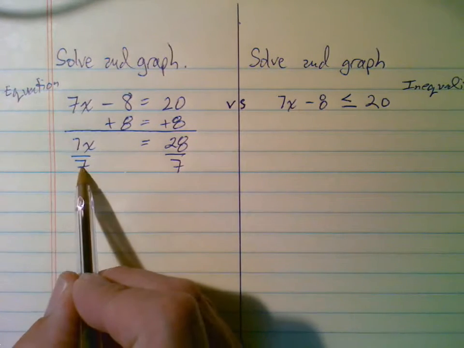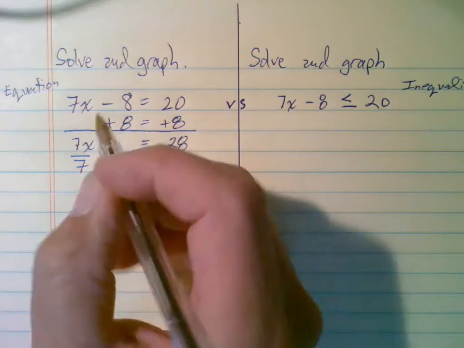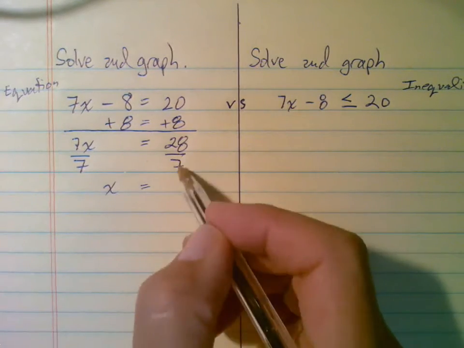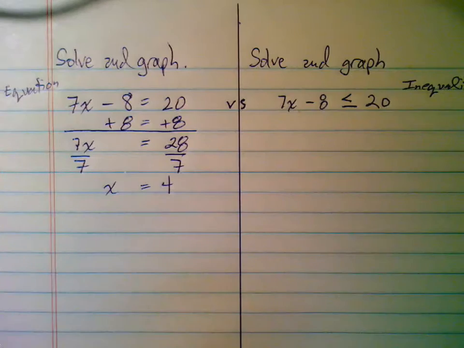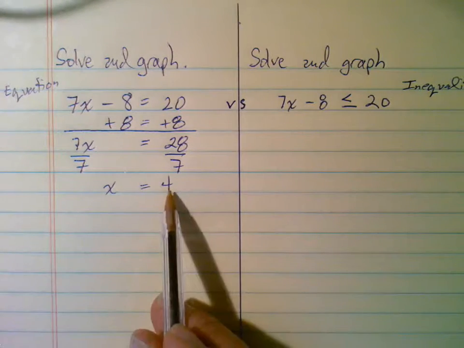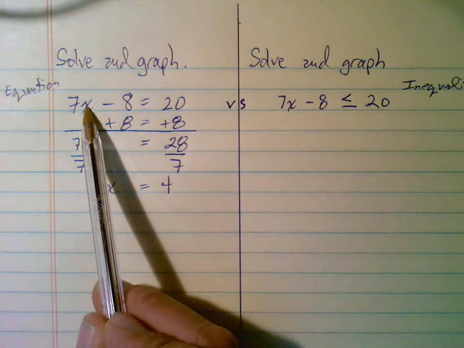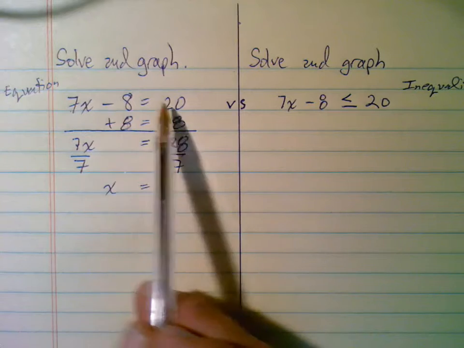7 divided by 7 is 1. 1 times x is x. x equals 28 divided by 7, which is 4. So I'm saying my solution is 4. If I plugged it back in, 7 times 4 is 28, and 28 minus 8 is 20.